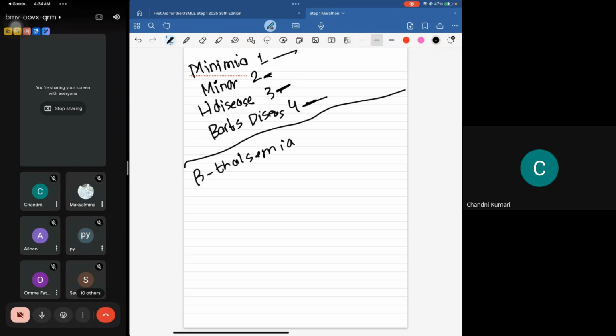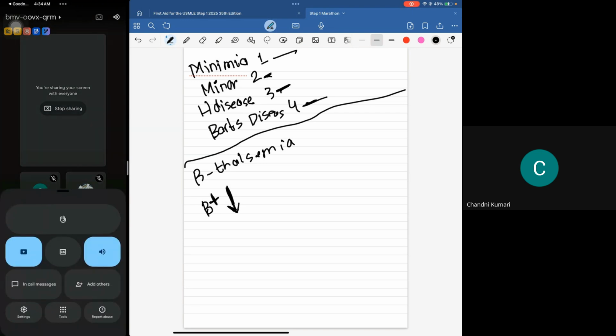Now we have beta thalassemia. In beta thalassemia, basically the beta gene is going to be gone. There are two kinds of beta mutations. In beta plus mutations, the beta gene is going to work a little less. There's still going to be production, but a little bit less, not a lot less.